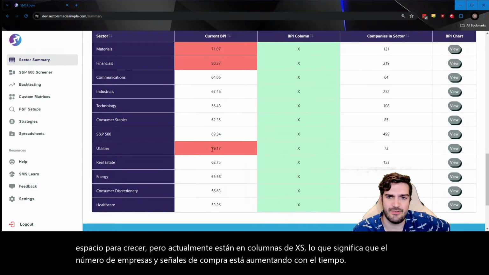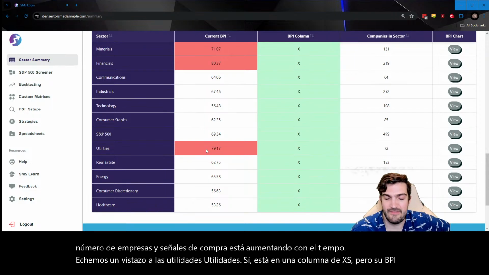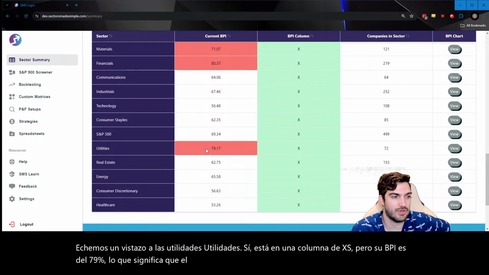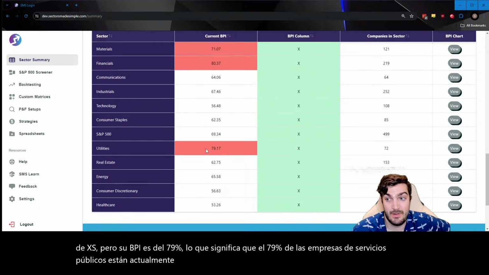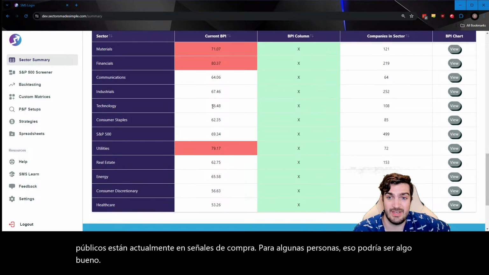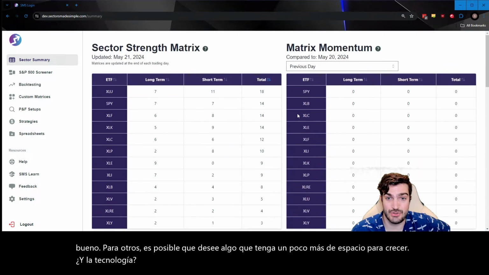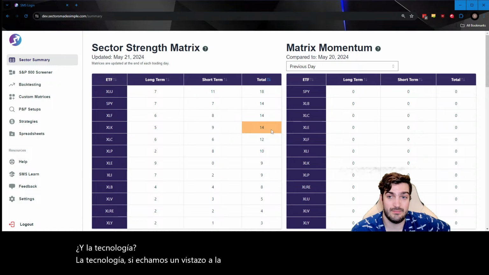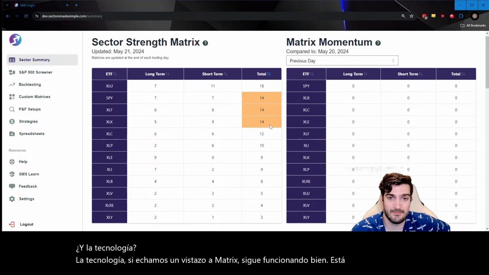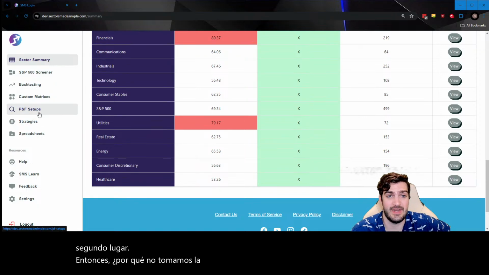Let's take a look at utilities. Utilities, yes, is in a column of X's, but its BPI is 79%, meaning 79% of companies in utilities are currently on buy signals. For some people, that might be a good thing. For others, you might want something that has a bit more room to grow. How about technology? Technology, if we take a look at the matrix, is still doing well. It's tied for second place. So why don't we take technology and plug that in and see if we can find any opportunities.